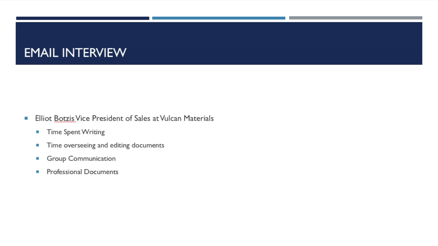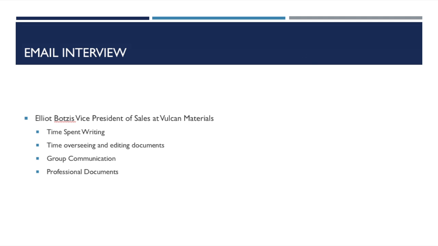So for the second one, which is time overseeing and editing documents, he spends 1 to 2 hours a day addressing any concerns and problems and making sure the employees are communicating and writing professionally to their clients in regards to the emails they're sending about Vulcan Materials product.